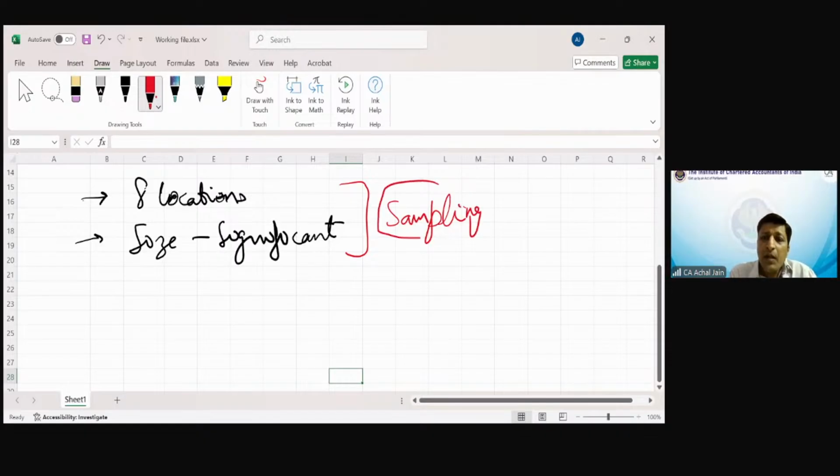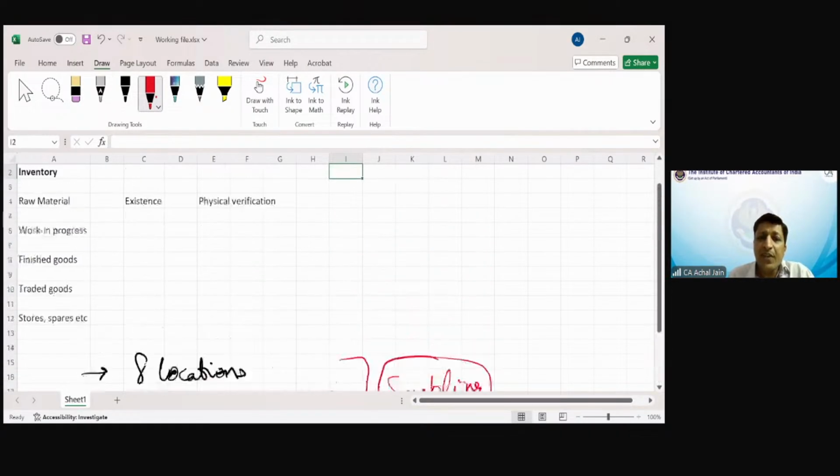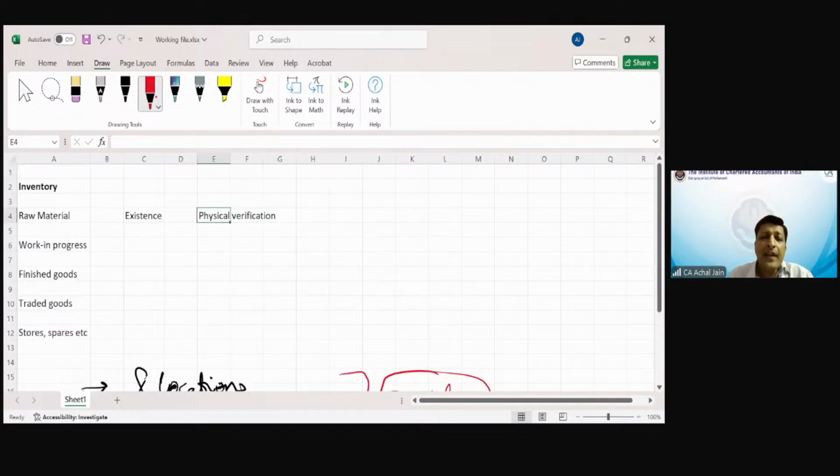So that means if we are talking about this particular procedure of physical verification, here again we need to be clear that physical verification will also be involving a sample. It will not be done on a 100% basis. Some sort of sampling will be required even for physical verification.